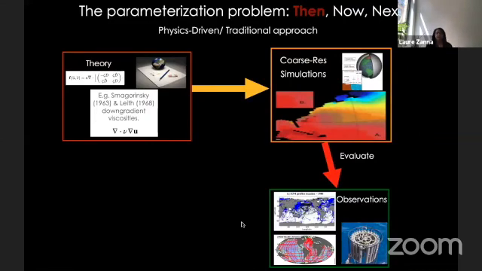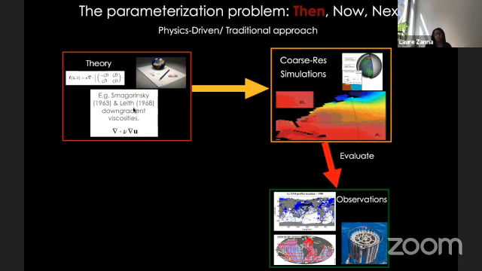Okay, so that's the way people have been doing it, what I call the traditional or physics-driven approach. We started with theory. We said eddies usually mix things around, so mathematically you can write them as something that looks like diffusion, with a parameter in front of it. That's a physical understanding of what the processes are doing in a bulk approach.